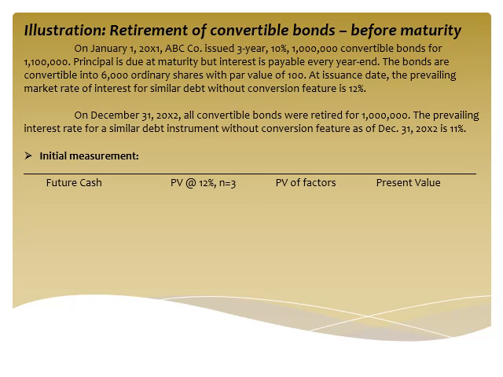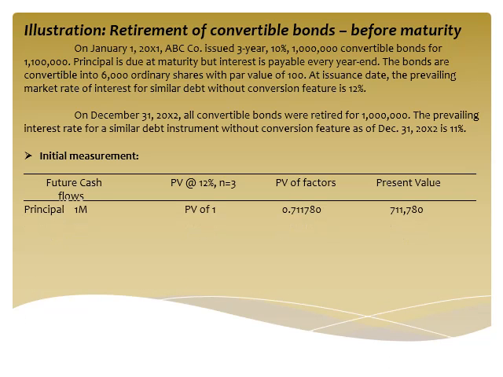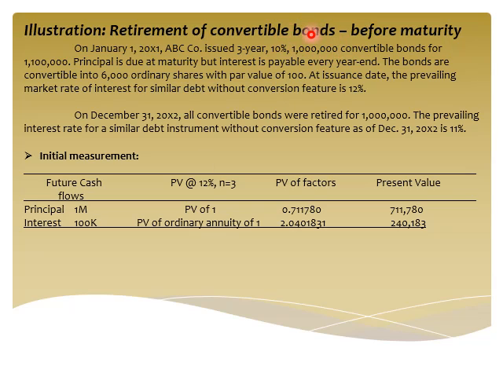So, upon issuance, let us compute the market value of the bonds without the conversion privilege. So, the future cash outflows are the principal and the interest. So, we have the principal, 1 million pesos. And we have the interest. Yung interest daw po is 10% of 1 million. So, 10% of 1 million is 100,000.